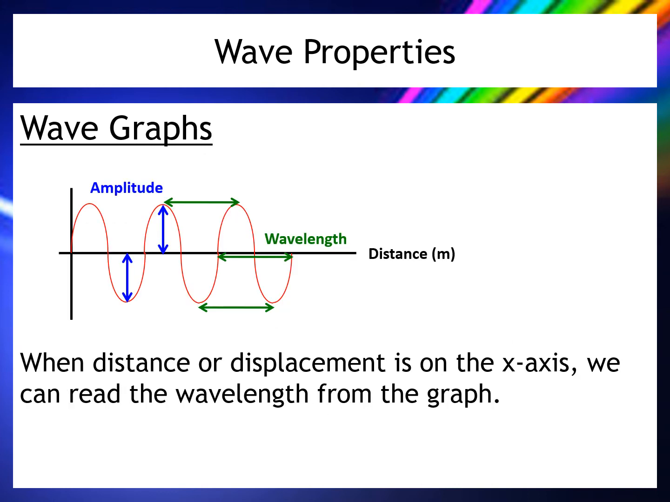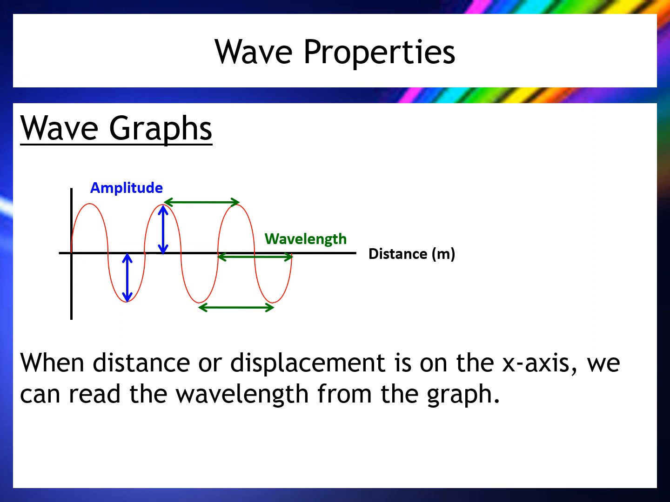There are two types of graph that we look at when we're talking about waves. The first one is where the x-axis is measuring distance. Now in this case, if we have a look at the blue arrows, they're showing amplitude. And amplitude, remember, is the maximum displacement of the wave from its rest point. That black zero line on the x-axis represents the zero point. That's the rope lying still, or the slinky lying still, or the flat water in a pond.